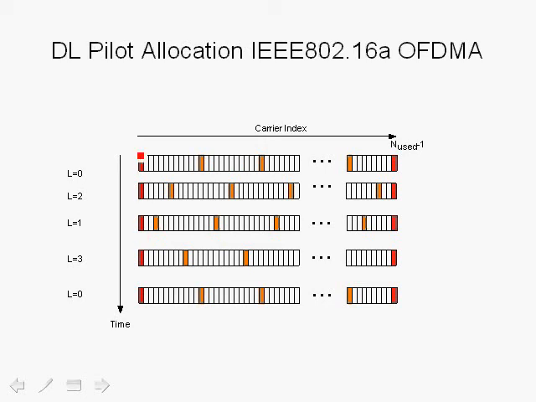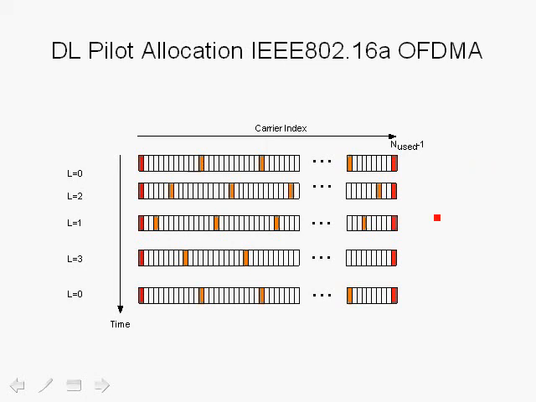The red pilots are the fixed pilots, so here we're showing the fixed pilots and then the variable pilots in the orange. Now after the fourth symbol and the fifth symbol, the pilots are arranged exactly as in the first OFDM symbol, so the process repeats. So after 4 symbols, we get the same pilot arrangement that we had in the first symbol.